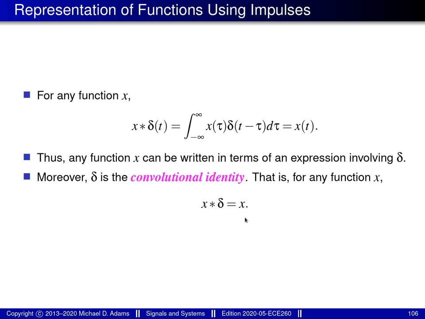You can imagine that this could be a very useful thing to know. For example, if you didn't know that for real numbers x plus 0 was equal to x, it would probably make arithmetic a lot more difficult for you to do. Similarly, if you're working with delta functions, if you didn't know that x convolved with delta was equal to x, this would make working with convolution a lot more difficult. So this is the reason why the convolutional identity is quite important.